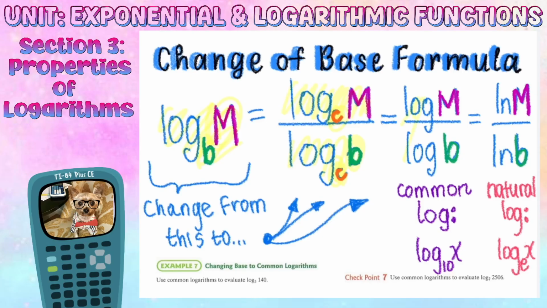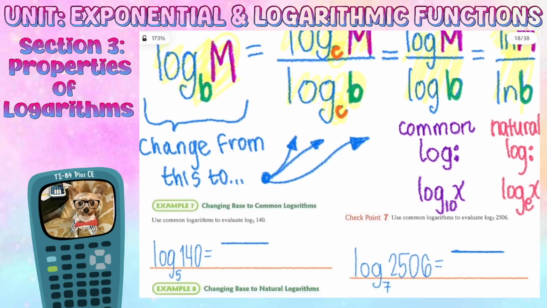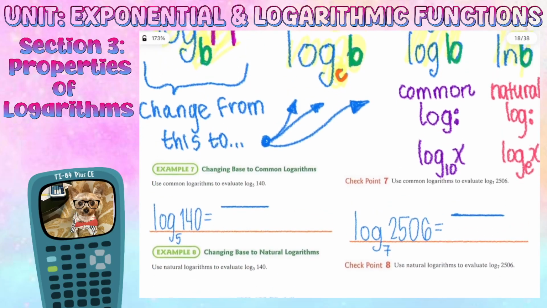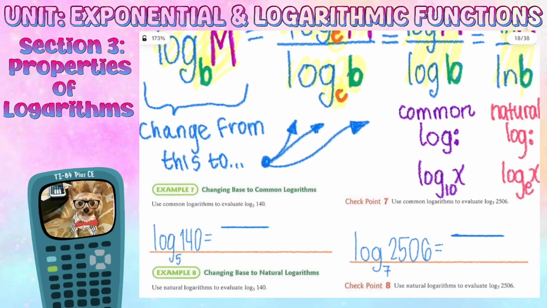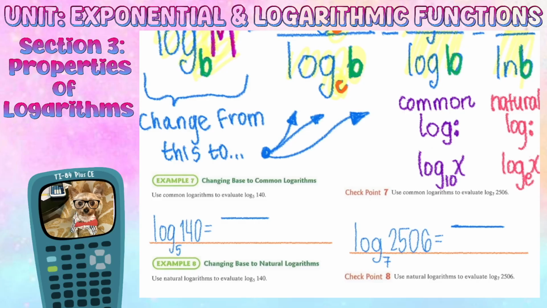We could also just leave it as regular log, plain log, which is actually known as common log, and that's log base 10. We could also use ln, or natural log, which is really log base e, and we're good to go. So let's get into some examples. We're going to look at example 7, and then next video we'll do example 8.